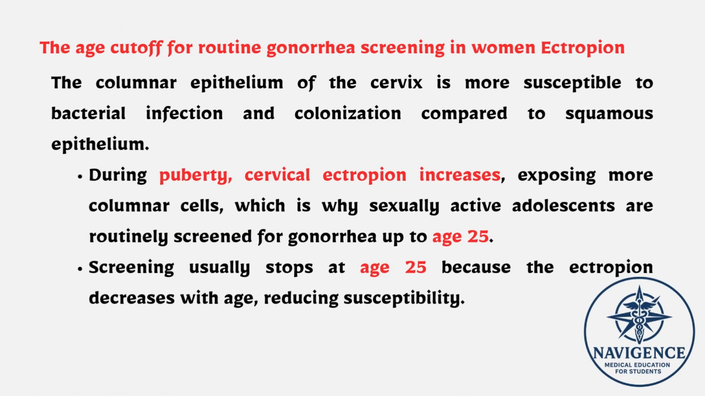The columnar epithelium of the cervix is more susceptible to bacterial infection and colonization compared to squamous epithelium. During puberty, cervical ectropion increases, exposing more columnar cells, which is why sexually active adolescents are routinely screened for gonorrhea up to age 25. Screening usually stops at age 25 because the ectropion decreases with age, reducing susceptibility.